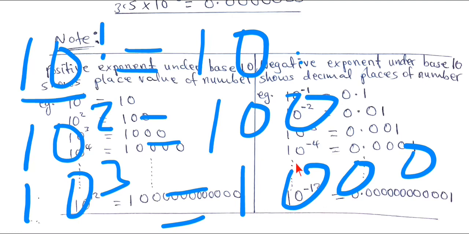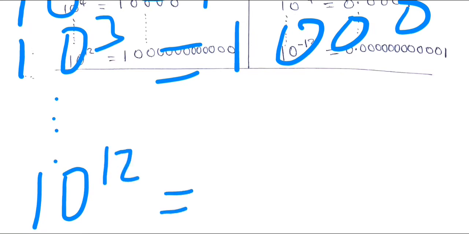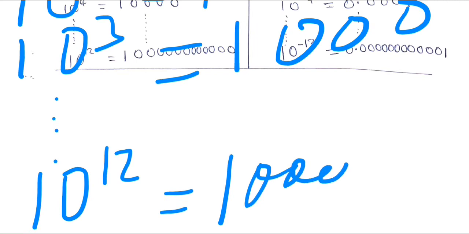10 exponent 3, we have only 3 zeros, right? But this is for a positive exponent and a base 10 and not otherwise. So even if you have, let's say, 10 exponent 12, this will still be equal to 1 and 12 zeros: 1, 2, 3, 4, 5, 6, 7, up to 12 zeros.